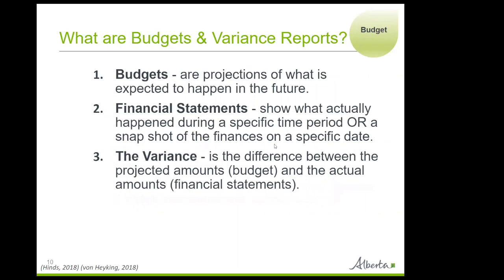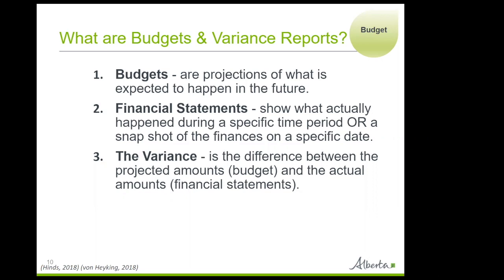What are budget and variance reports? Budgets are projections of what is expected to happen in the future and when. Financial statements show what actually happened during a specific time period, or they provide a snapshot of the finances as of a specific date. The variance is the difference between the projected amounts, the budget, and the actual amounts that are found in the financial statements.